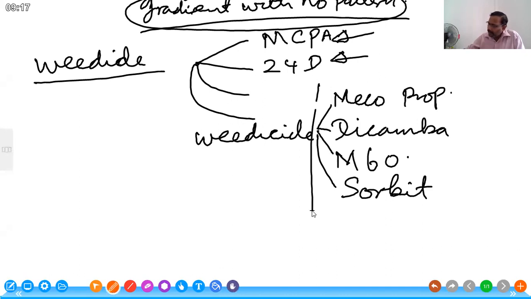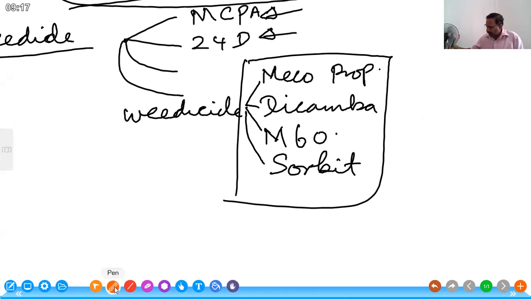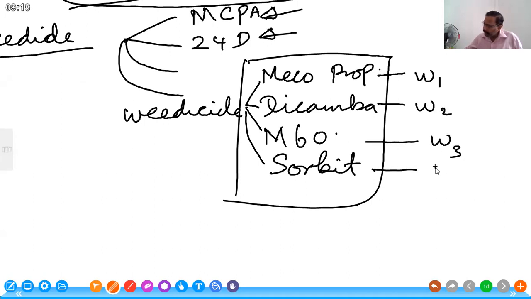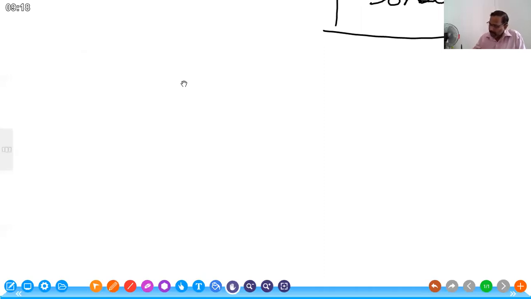So I will go with these four types. Writing down is difficult, so I will rename these as W1, W2, W3, W4. If I say W1, it is Mecoprop. W3 means M60, W2 means dicamba, and W4 means Sobit, right? I'm going to use this naming. Now I'm going to explain an experiment. Now I have a field.